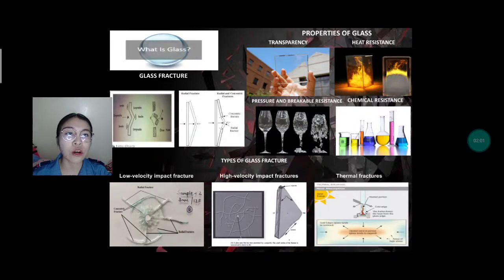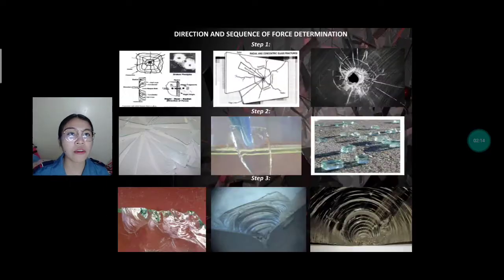So, types of glass fracture na kung saan meron tayong tatlo: low velocity impact fracture, high velocity impact fractures, and thermal fractures. So, next is direction and sequence force determination na kung saan meron tayo itong step 1, which is find the radial fractures that are within the first concentric fracture. So, dito, hanapin natin kung saan nanggaling yung pagkabasag. So, yung radial fracture.